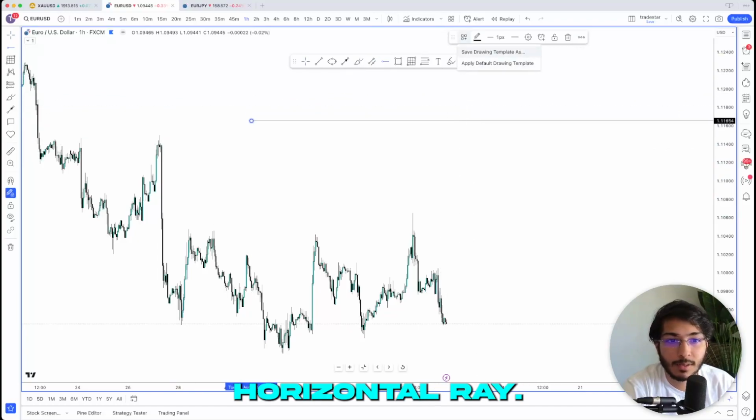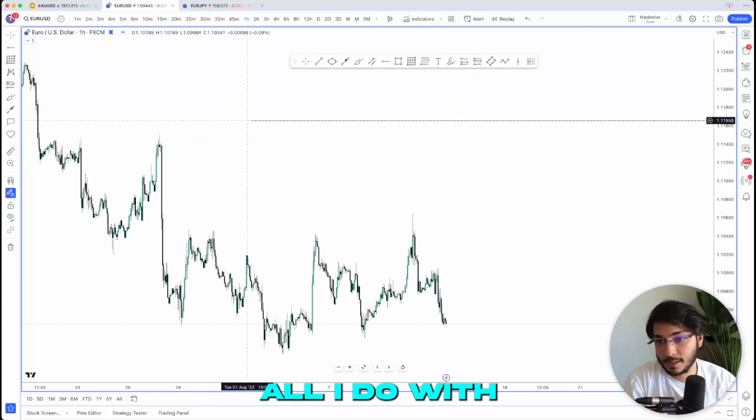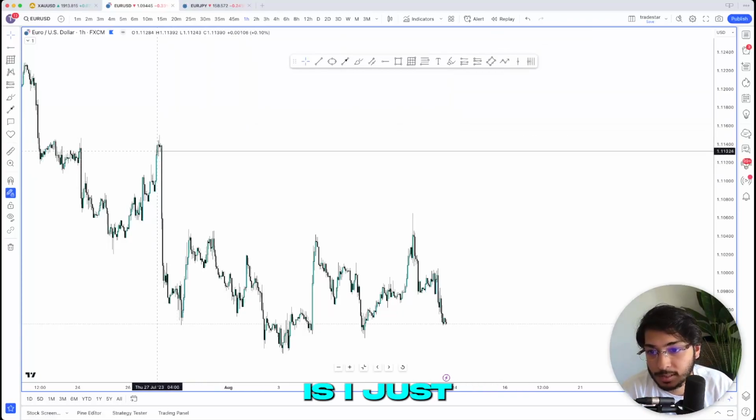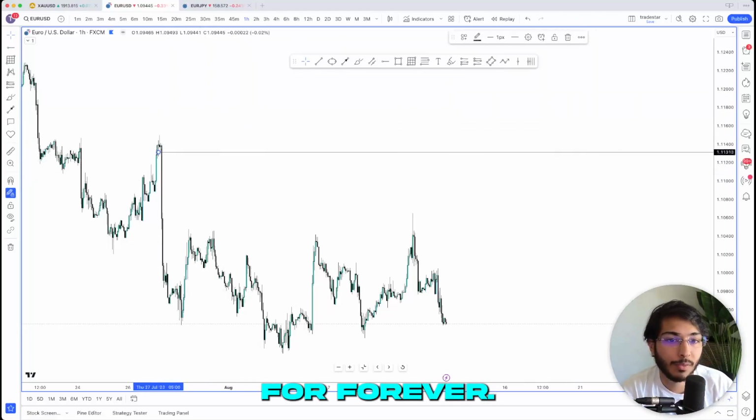I love the horizontal ray. I don't have any settings for it. All I do with horizontal rays is I just plop them down and they go on forever.